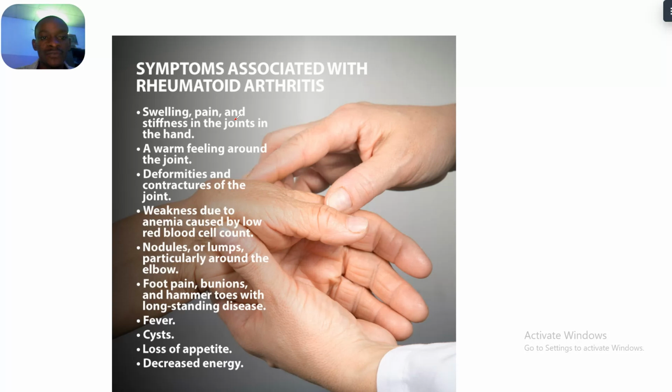First of all, from this image, what can we see? You could infer that this guy's hand is stiff. We see swelling, pain, or stiffness in the joints of the hand, a warm feeling around the joints too, and deformities and contracture of the joints. There's weakness due to what? Anemia caused by low red blood cells.